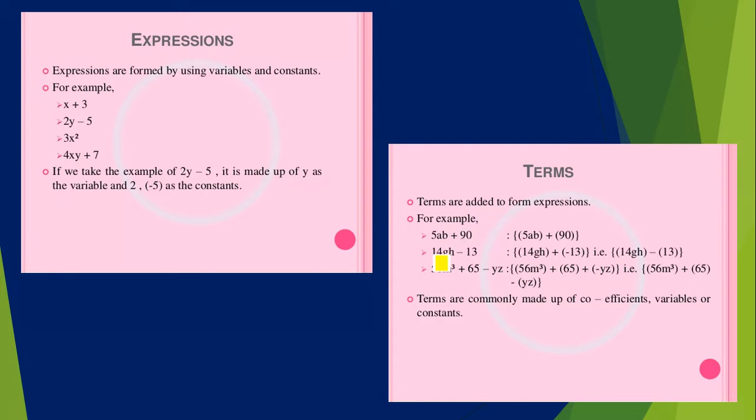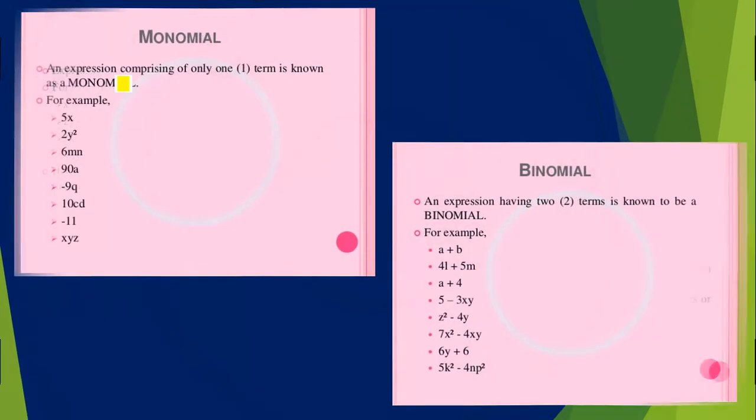For example, 5ab plus 90, 14gh minus 13, 56m3 plus 65 minus yz. They are all terms. Terms are commonly made up of coefficients, variables, or constants. Then types of terms: monomial, binomial, trinomial, and polynomial.